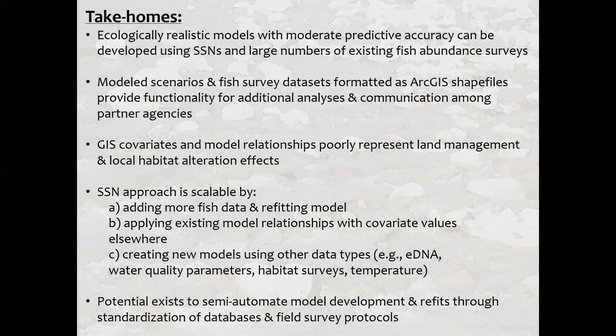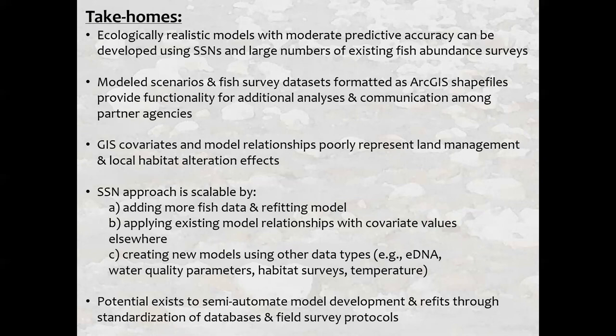The GIS covariates and model relationships that are used in these models, they're not very good at representing land management and local habitat alteration effects. They just don't have that level of resolution that you need to really pull out that sort of local habitat alteration. This SSN approach is scalable. You can simply add more data and more fish data and refit it for new areas using these geospatial covariates. Or in the absence of that, you could just apply these existing modeled relationships and the parameter estimates with covariate values to expand the predictions that way.